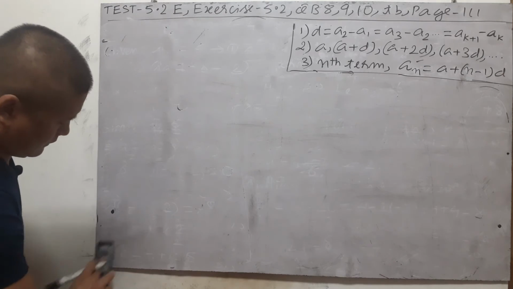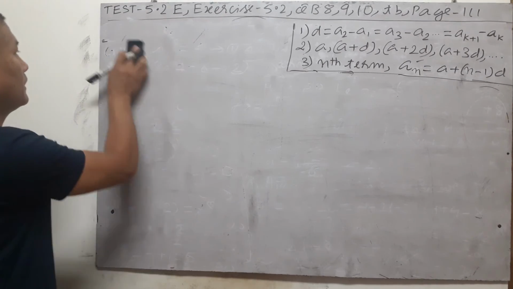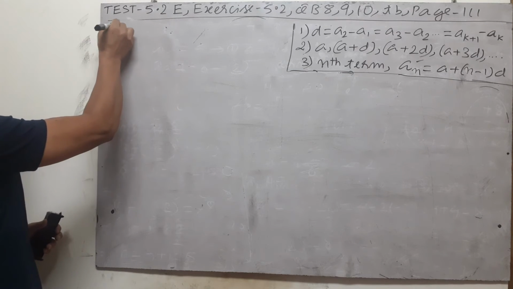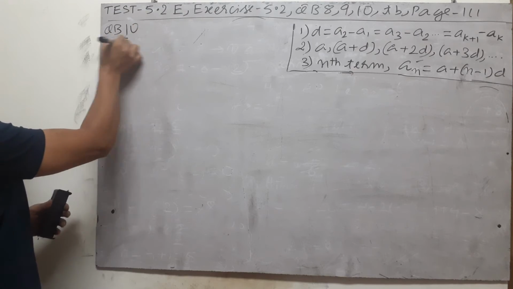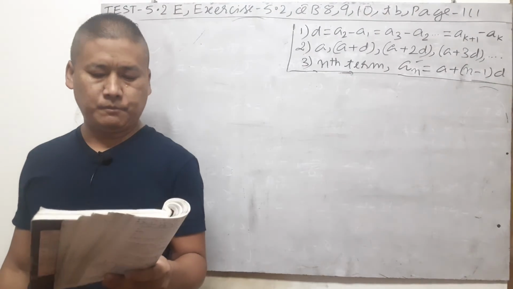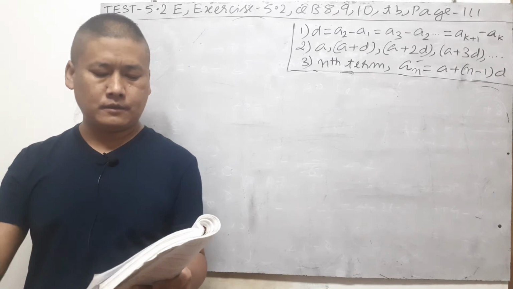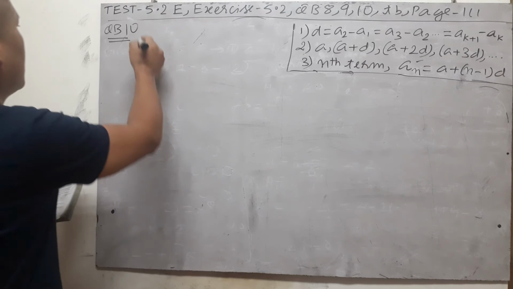Okay, so let's look there. Question number B10, I think the last one for this test part. Let me read the question for us. The 17th term of an AP exceeds its 10th term by 7. Find the common difference.